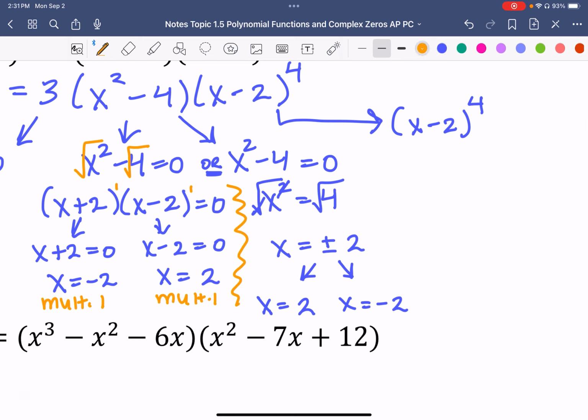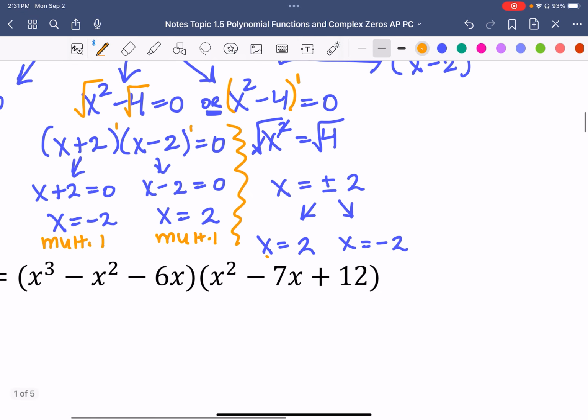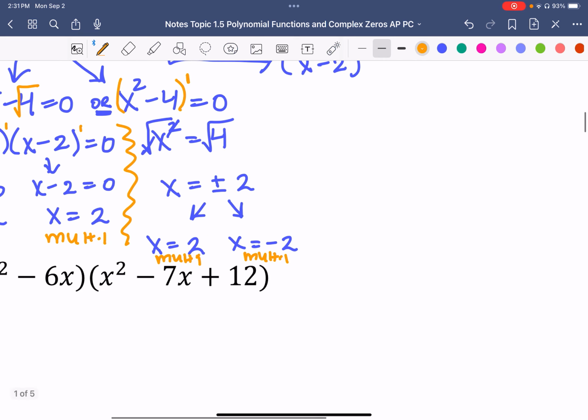Because from the original factor that this came from, we had left it like this as a factor by itself, and this one had a little degree of 1 on the back, so these would have a multiplicity of 1, just like the first method that I did. Okay, so you might be asking why the plus or minus.